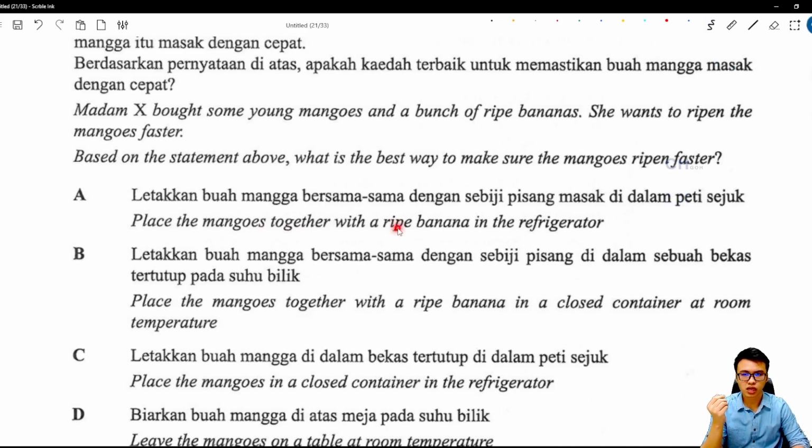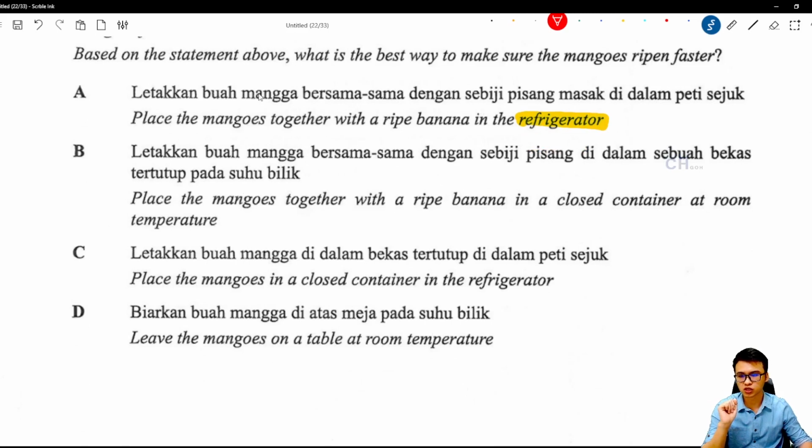Place the mangoes together with a ripe banana in a refrigerator. Now guys, a refrigerator is a cold place. If we want the fruit to ripen, we are going to put them at room temperature. Place the mangoes together with a ripe banana in a closed container at room temperature. B should be correct, but we check the rest first. Place the mangoes in a closed container in a refrigerator. No, we are not going to put them in the refrigerator. Leave the mangoes on the table at room temperature. This is just doing nothing, so D is wrong. So the answer here should be B.